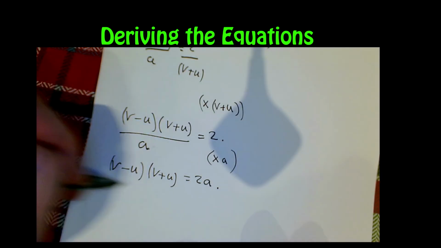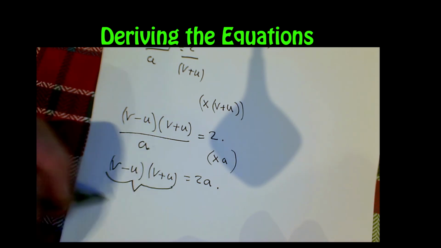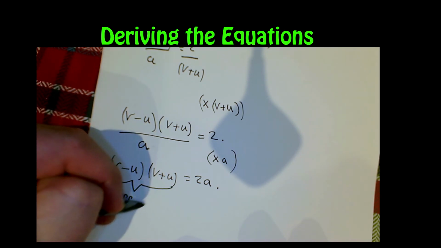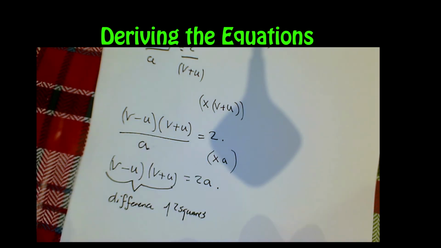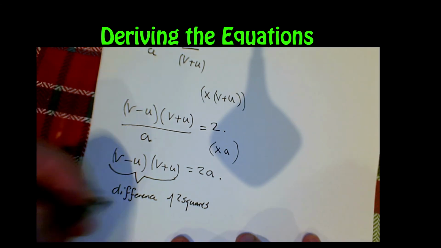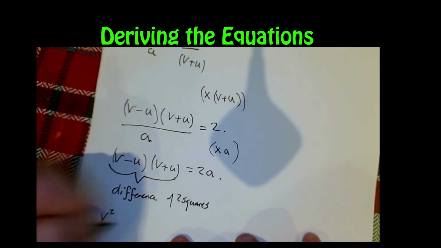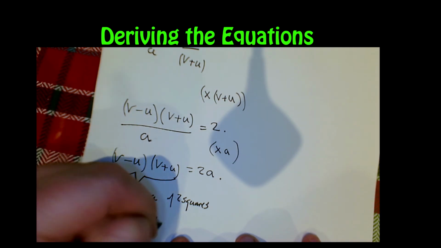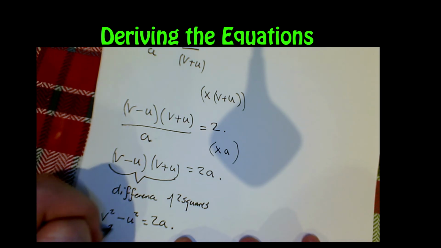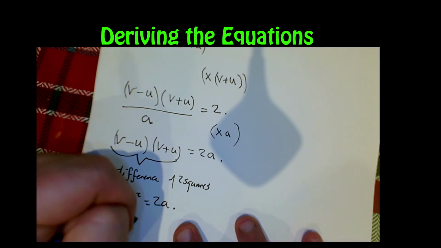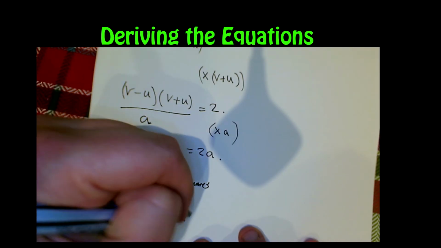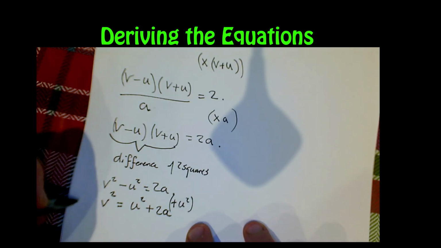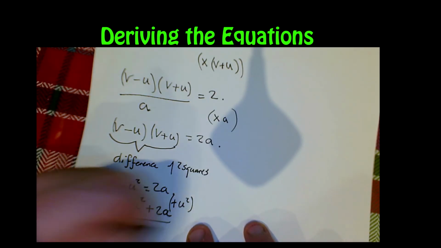Then these things here, this is known as the difference of two squares. Very common maths trick, one I suggest you learn because it's going to be used very often. So we get v squared minus u squared equals 2ax. So then we get v squared equals u squared plus 2ax, because what we're going to do is we'll add u squared to both sides. And this is equation number 4.